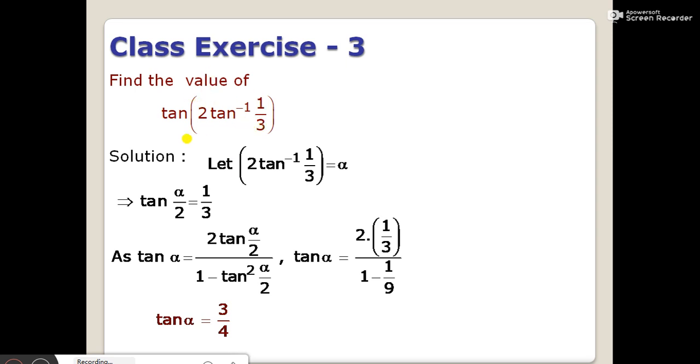And this you can do by another method. Here we substitute tangent inverse 1 by 3 is equal to alpha. Then it becomes tangent of 2 alpha. Then apply the formula for tangent 2 alpha. Then substitute the value of tangent alpha. You will get the same answer, that is equal to 3 by 4.